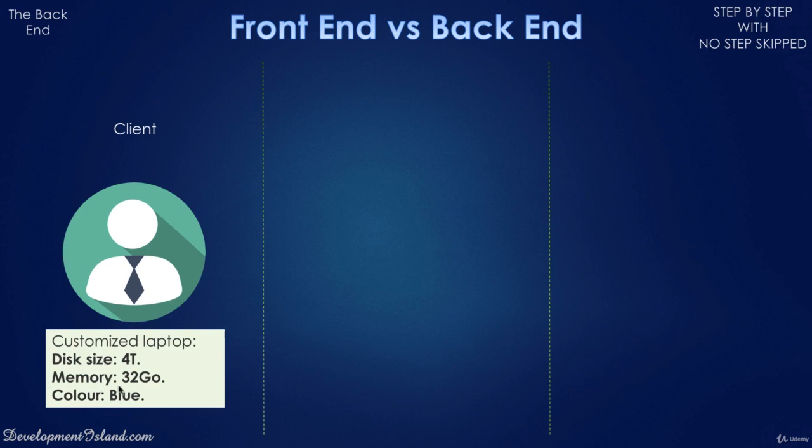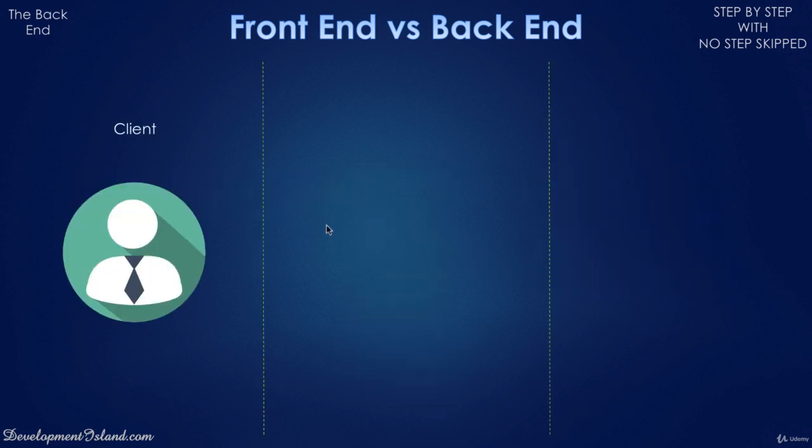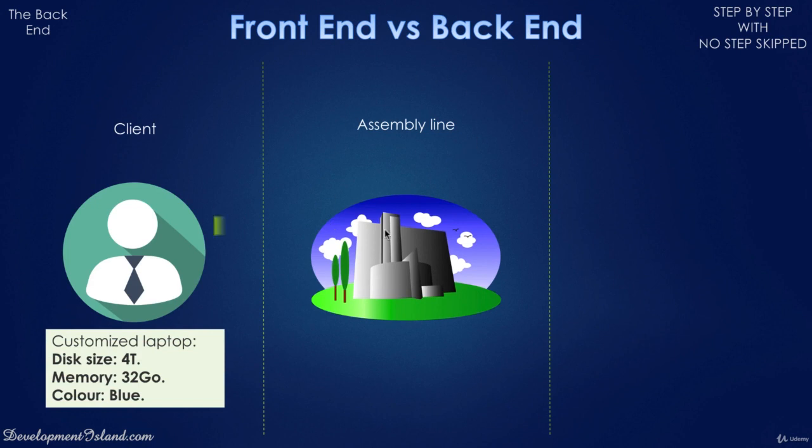So let's keep it simple for now and say that you want a customized laptop that you can't buy off the shelf. So you're not going to go to that shop to buy that laptop because you simply won't find it there. So let's say that you are going to send a request to the assembly line. A good example of this is the company Dell, who can make customized laptops for you, depending on the specifications that you provide when placing your order.